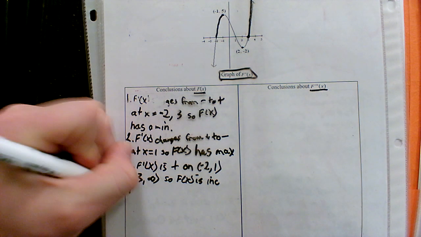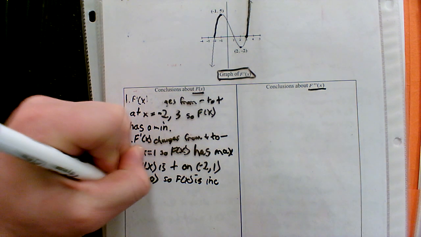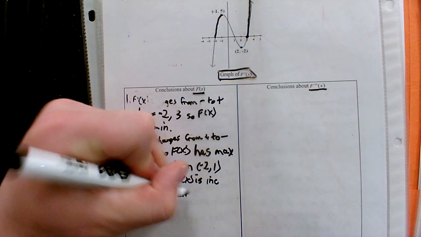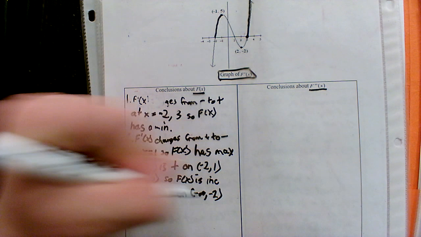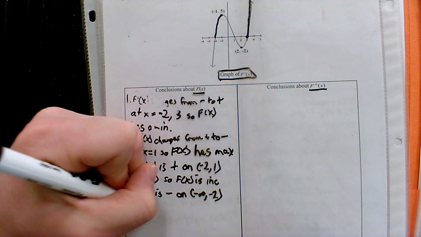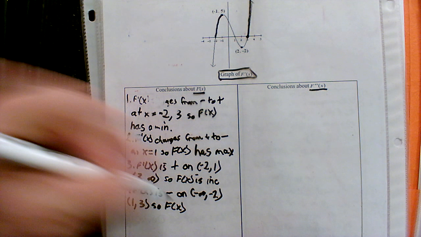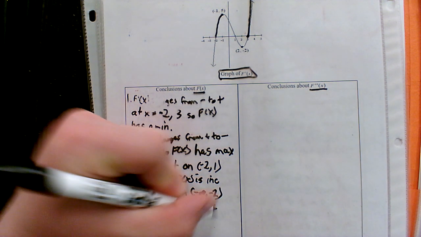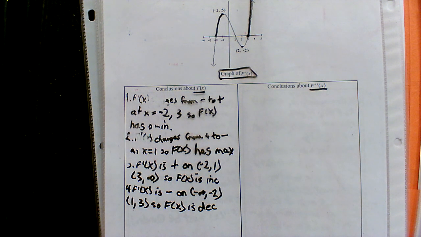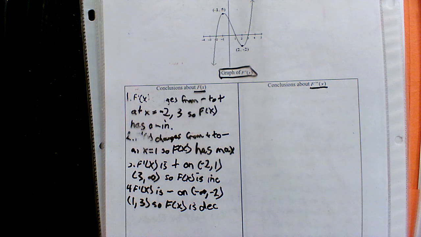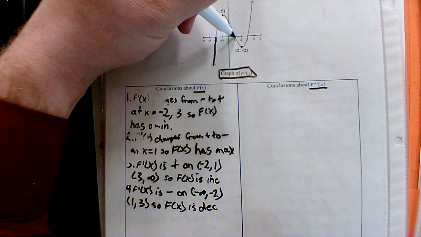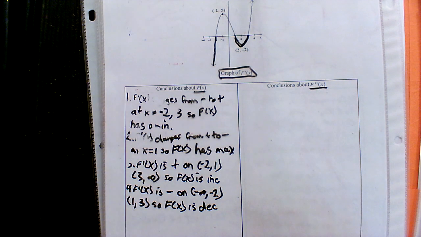And if we talked about that, well, we're going to talk about whenever it's negative. So f prime of x is negative on negative infinity to negative 2 and 1 to 3, so those two intervals. So we can make the same conclusion we did from number 3, but this time it's negative, so the original must be decreasing. So for number 4, the intervals we were talking about were negative infinity to negative 2 and 1 to 3. Those are the intervals we were talking about.